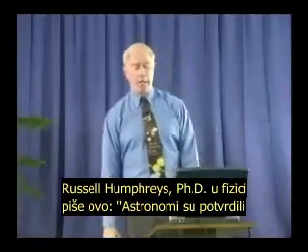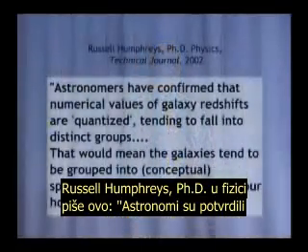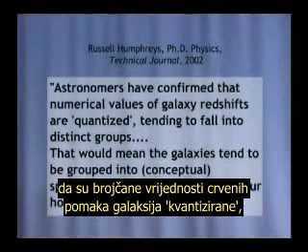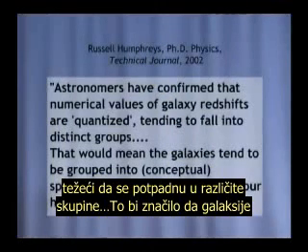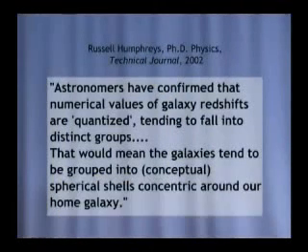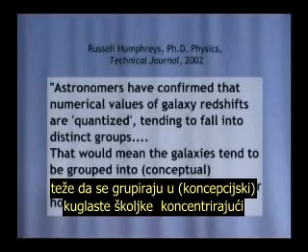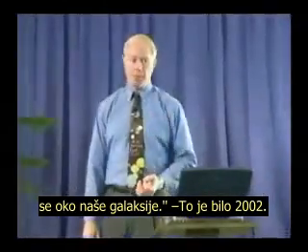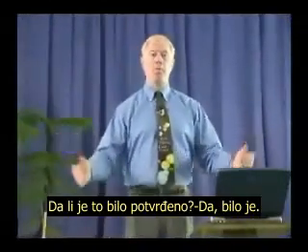Russell Humphreys, PhD in physics, writes this: Astronomers have confirmed that numerical values of galaxy redshifts are quantized, tending to fall into distinct groups. That would mean the galaxies tend to be grouped into conceptual spherical shells concentric around our home galaxy. That was 2002. Has this been confirmed?